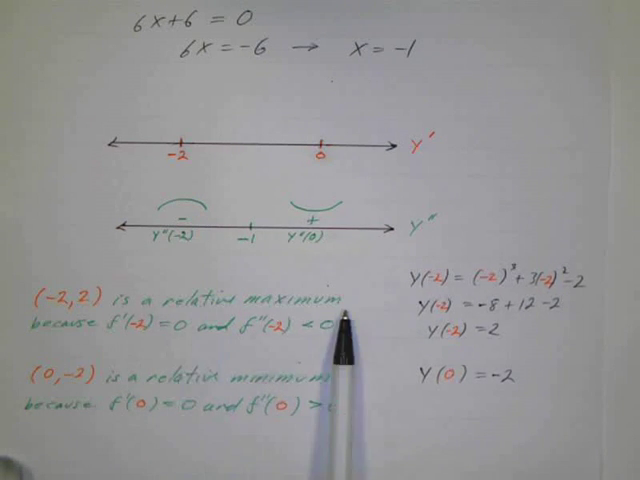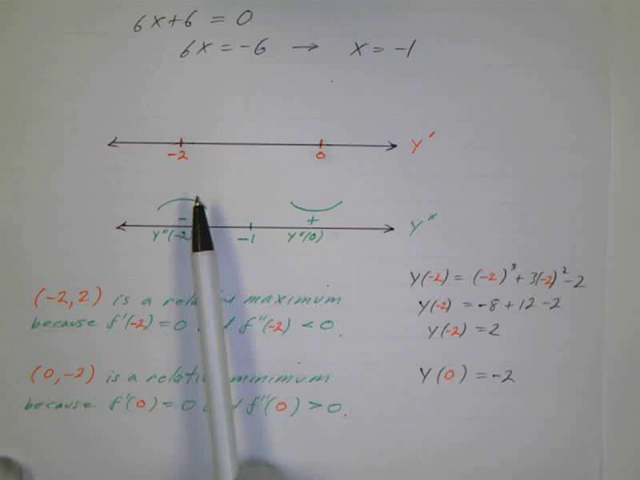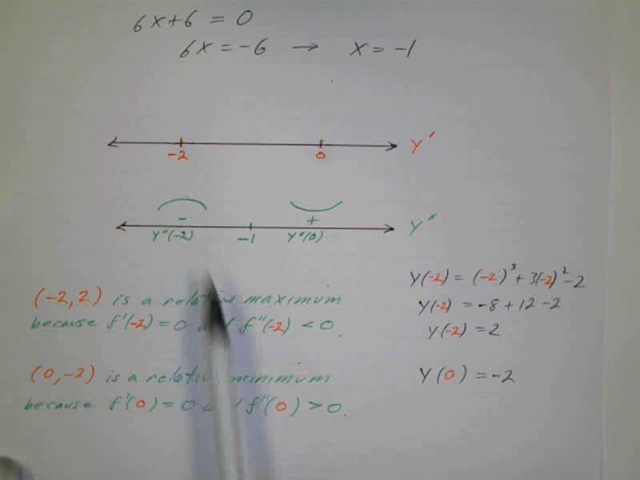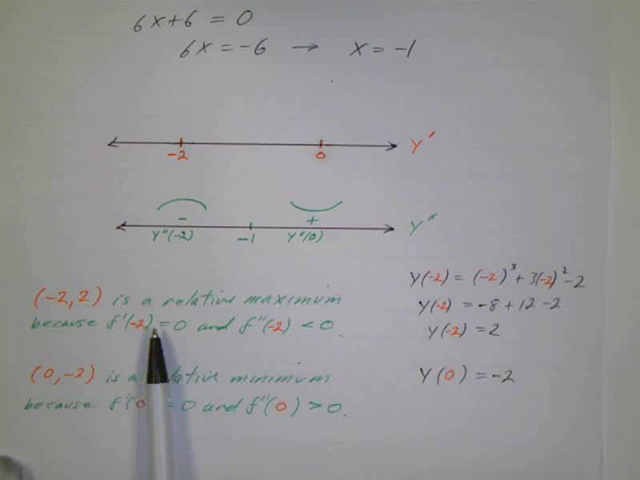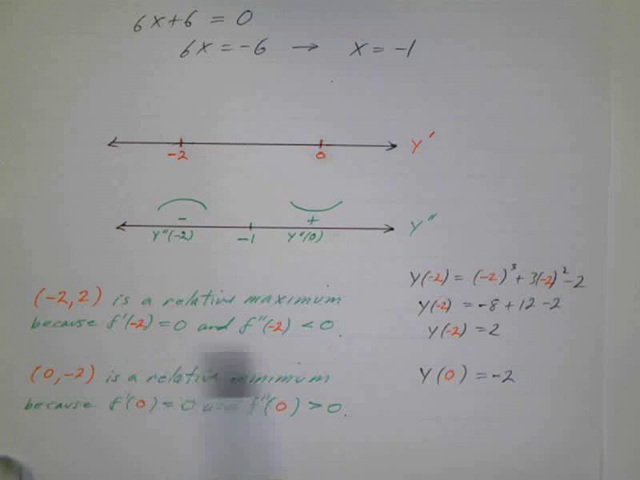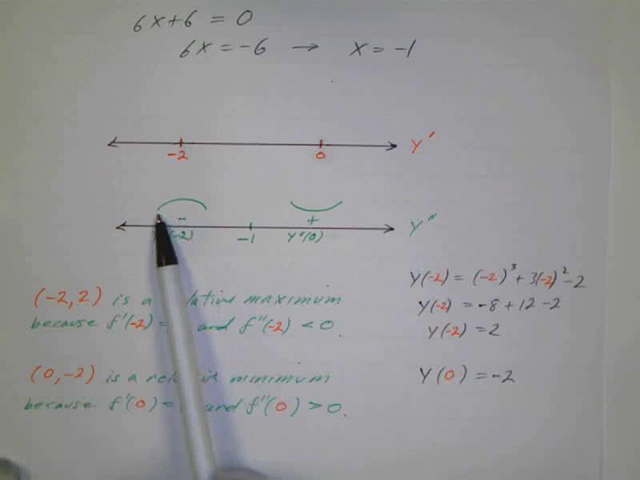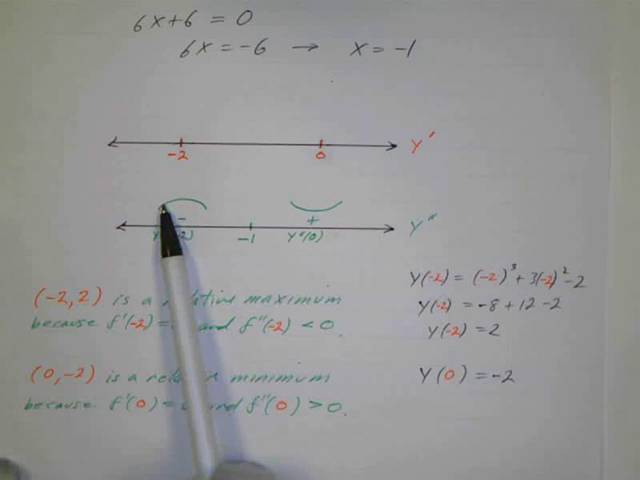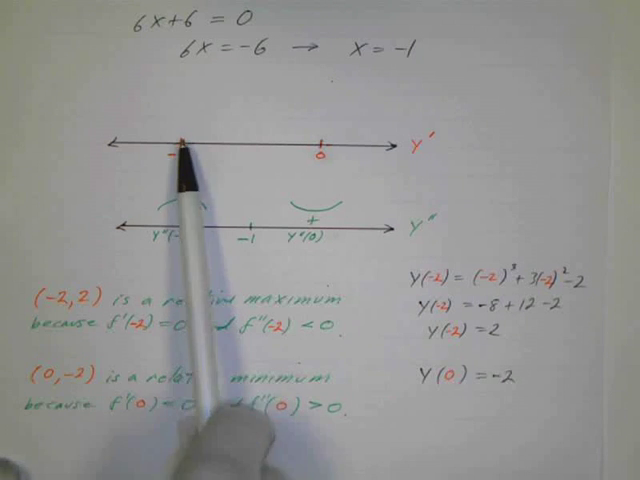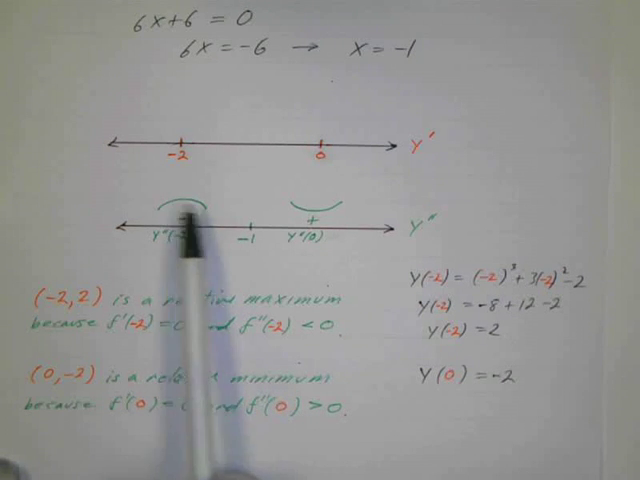Negative 2, 2 is a relative maximum. Here's negative 2, 2. It's a relative maximum, and x is negative 2. Why? Because f prime of negative 2 is 0, and f double prime of negative 2 is negative. Since it's negative, I'm concave down, so that's going to be up at the peak of this concave down, at the top of that little arc. That makes it a relative maximum.